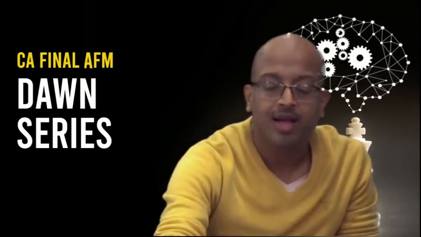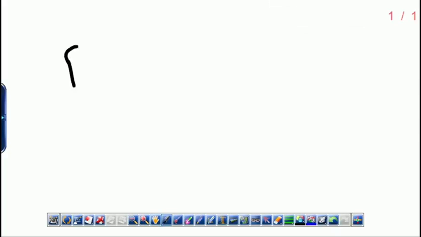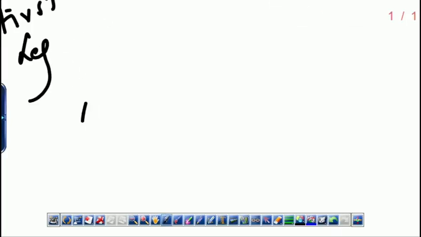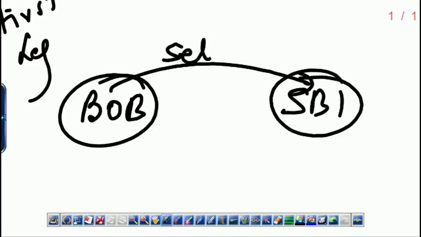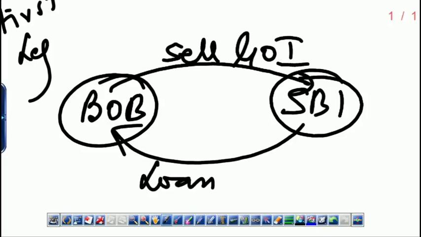So as a part of repo, there are two legs. I'm just showing it to you. First leg. In my example, we have Bank of Baroda, we have SBI. I told you Bank of Baroda will sell GOI to SBI. SBI will loan the amount. Correct? So we need to calculate this. This is the first calculation required. Calculation number 1. What's the loan SBI will give to Bank of Baroda?